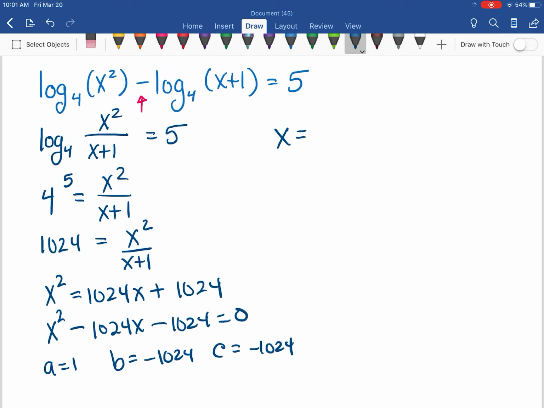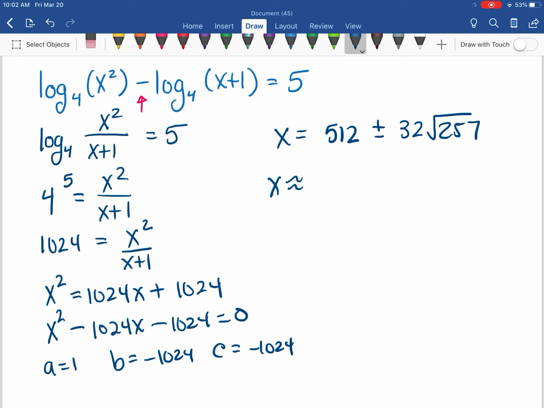Now, when I plug that into my quadratic formula and I simplify, what I'm going to get is 512 plus or minus 32 square roots of 257.